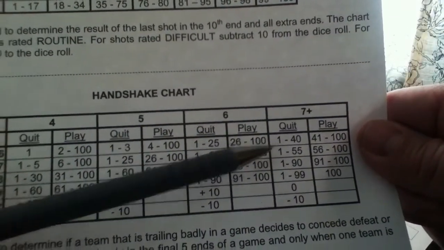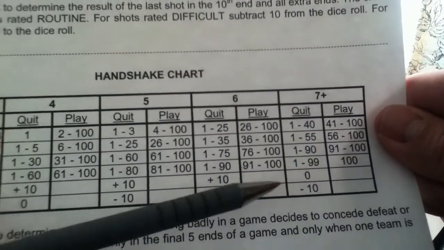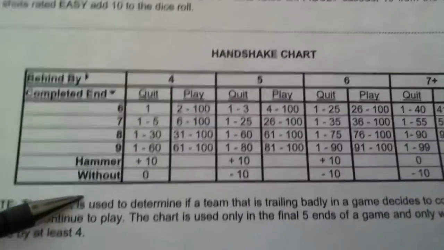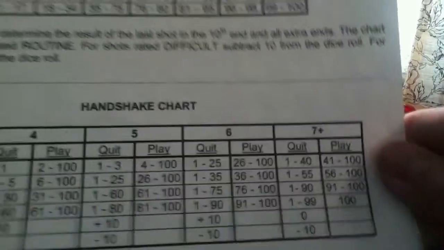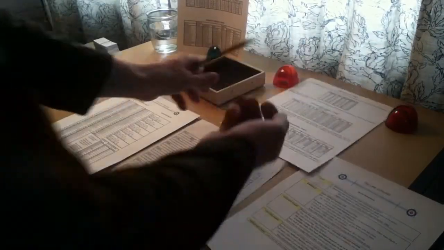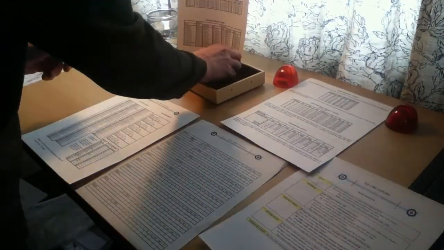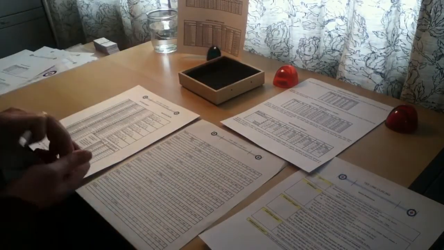So the quit range is 1 to 40, and they have the hammer, so there's no adjustment there to that range. If they didn't have the hammer, then you would take that range and subtract 10 from it. So 1 to 40, and Alberta's going to shake hands. So roll of 77, so we're going to keep going.